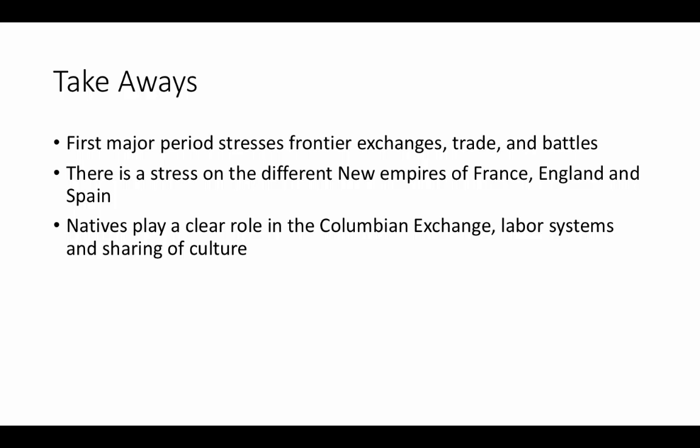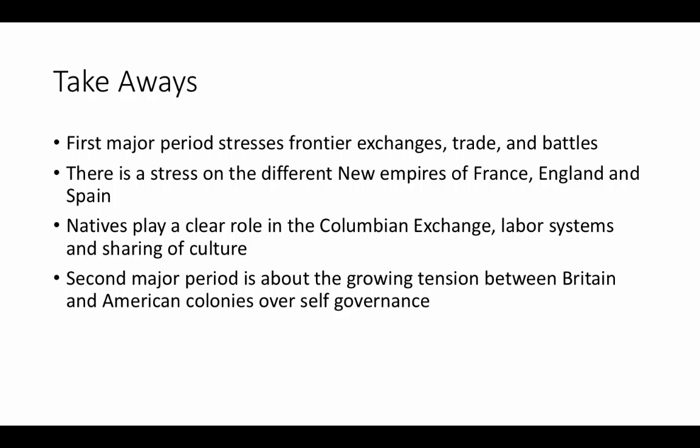And the natives play a very clear role in the Columbian Exchange and the different labor systems as well as sharing of culture. The second major period is a growing tension between America and Britain. I think it's important for the kids to see that Americans did not want independence until long into the American Revolution, that really this was a growing independence based upon the notion of self-governance.